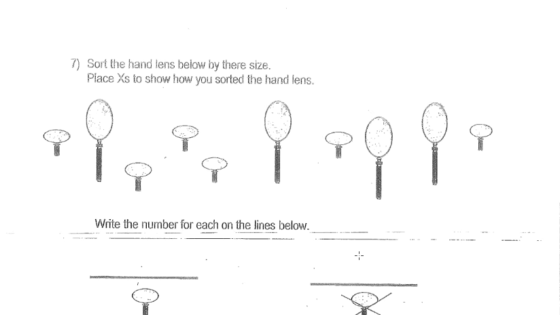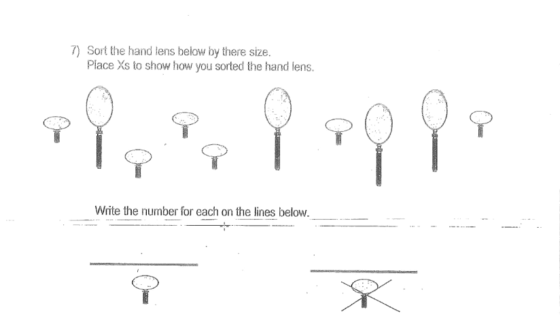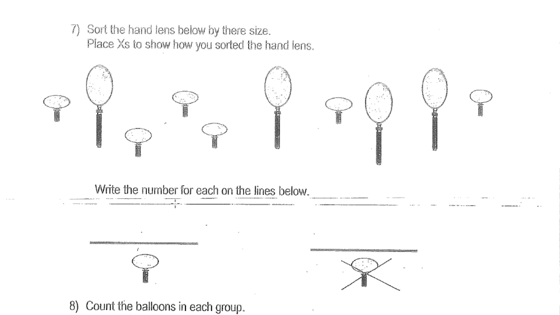Number 7, sort the hand lens below by their size. Place an X to show how you sorted the hand lens. Write the number of each on the line. So find how many you have here and write the number. Then you're going to find how many you have here that looks like this one and place an X to show how you sorted the hand lens.